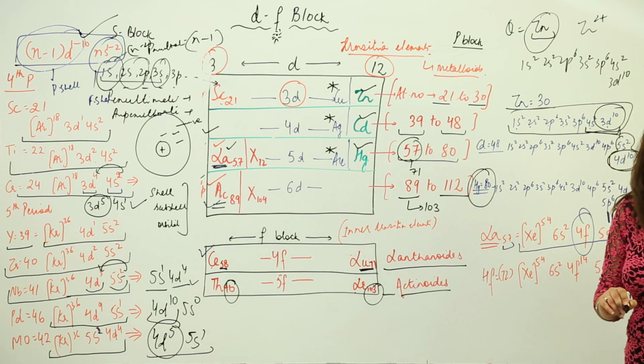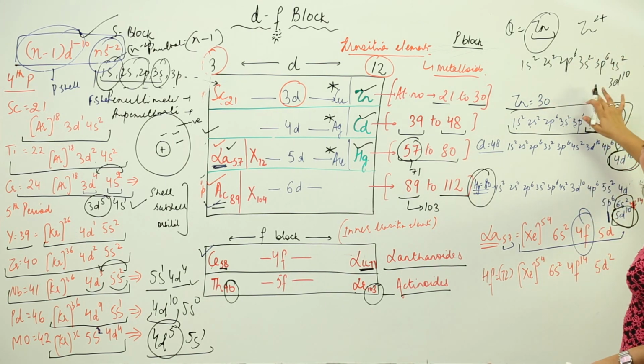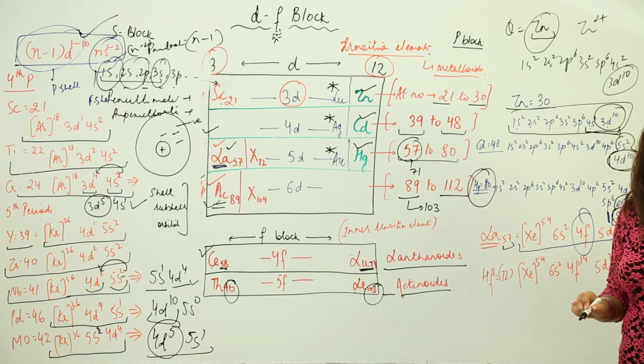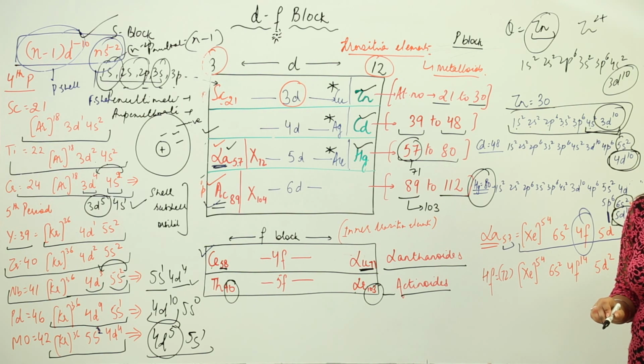This is the configuration for zinc. So as you can see in this one, that d orbital is completely filled, and you know that when d orbital is completely filled, it is not regarded as a d block element, right.